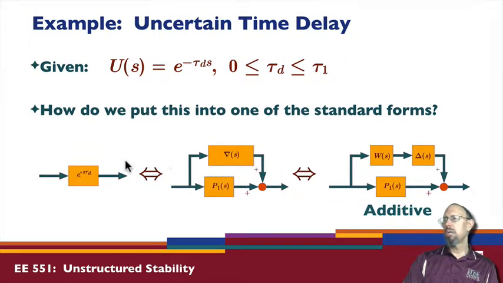Likewise, if we just have a time delay, an uncertain time delay like we had before, is it possible to put that into a form like this, that is an additive uncertainty? Is it possible to, so can we put it this way or this way, an additive uncertainty? It turns out we can in fact do that, and we'll see that in the practice problems.